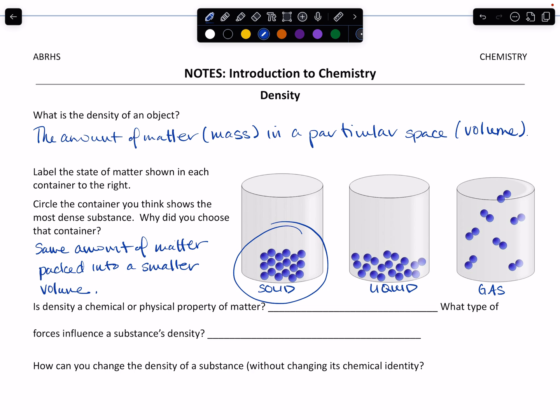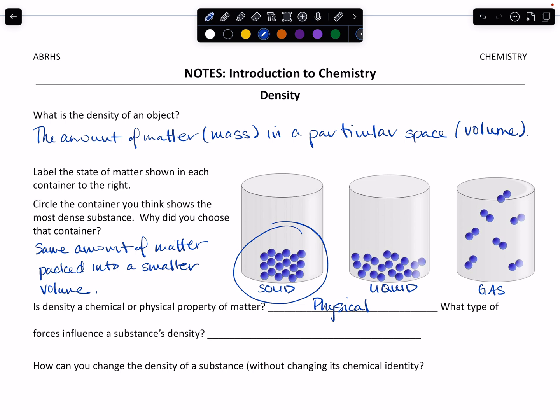Now, is density a chemical or physical property of matter? It is a physical property. It is dependent on the state of that matter. So the density of a substance will be different in its solid versus its liquid versus its gaseous phase. But it is a physical property. It doesn't matter how much of that substance you have, its density will always be the same as long as the state of matter does not change.